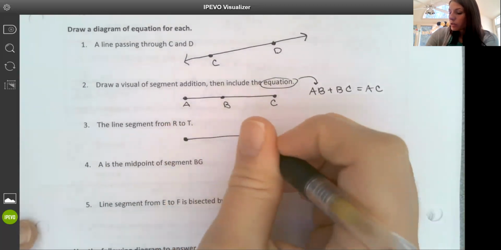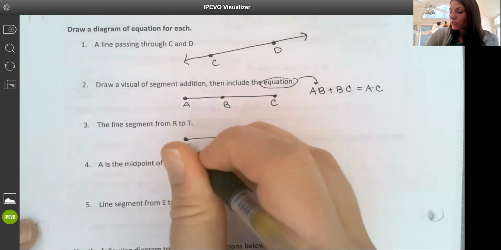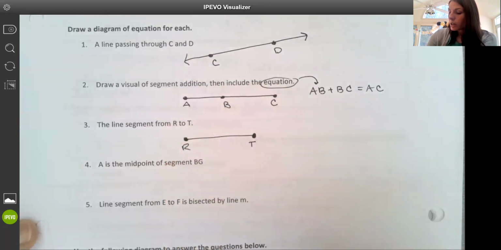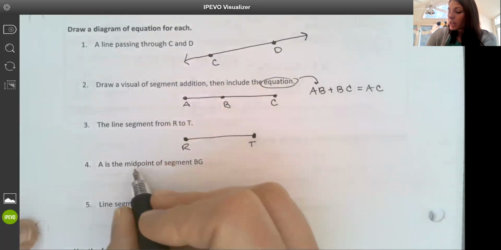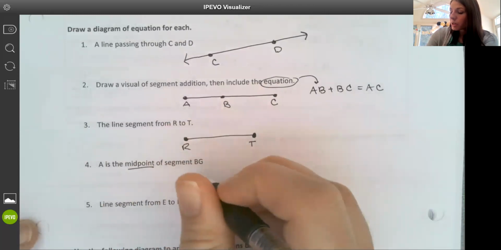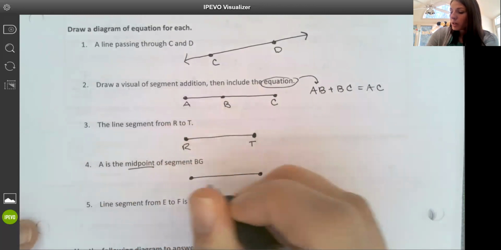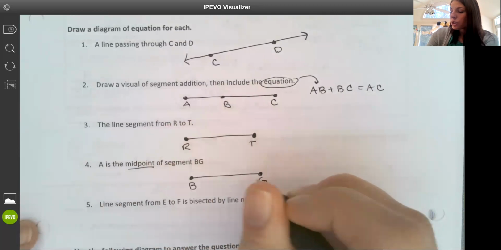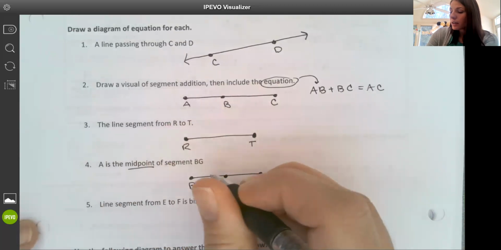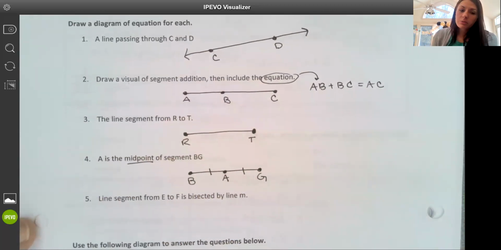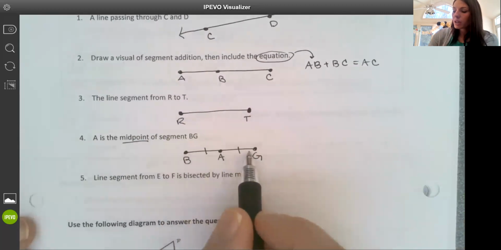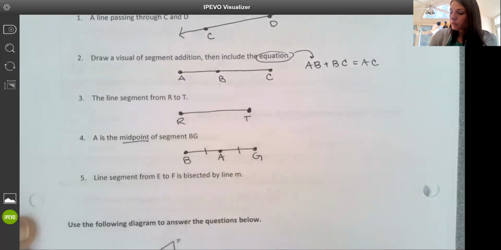Three, aligned segments, so no arrows, but points on each end from R to T. A is the midpoint of segment BG. So I'm going to have a segment BG, and A is going to be in the middle. Okay, and I'm marking that it's the same length on both sides.